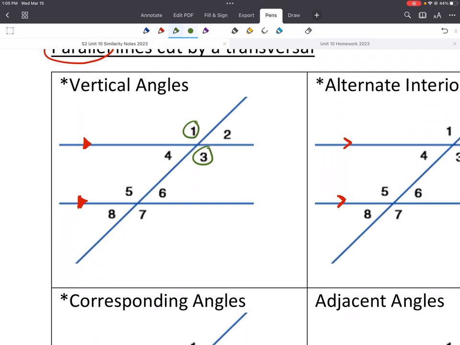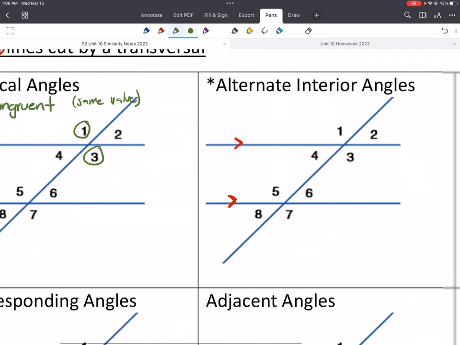What do we know about them? Well, if you look at them, they look to be the same, and they are. So vertical angles are congruent, meaning that they're the same, same value. All right, so keep that in mind as we go along.